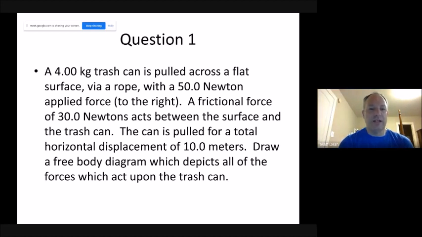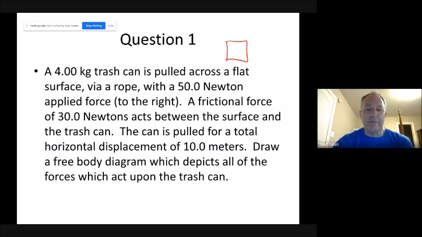You're going to show those as arrows. And the length of the arrow should be proportional to the size of the force. Also, the arrow should indicate the direction the force is acting in. So here we have a trash can. I'm just going to draw it as a box.